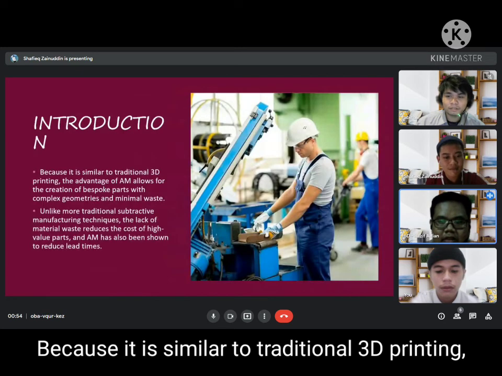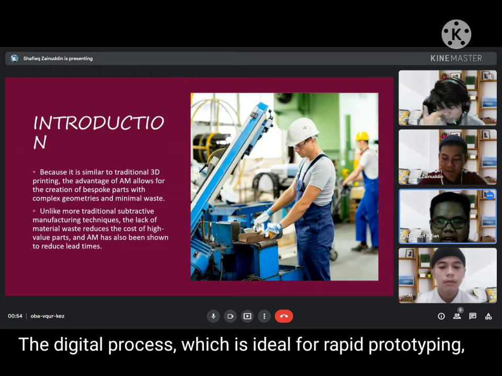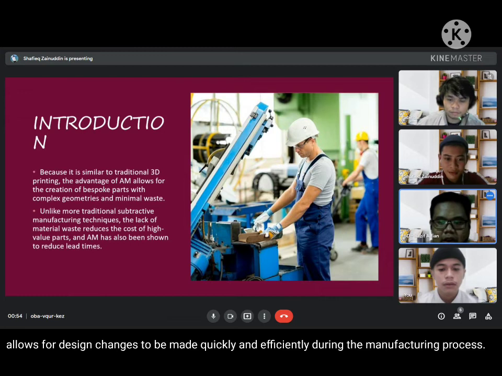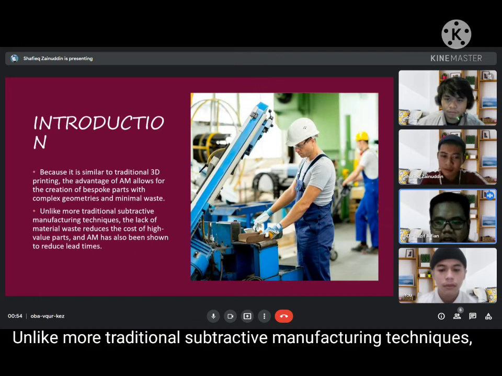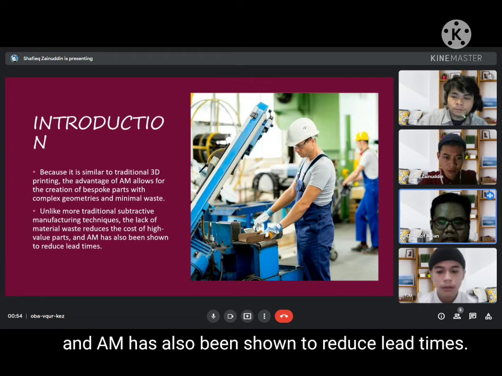Because it is similar to traditional 3D printing, the advantage of AM is that it allows for the creation of bespoke parts with complex geometries and minimal waste. The digital process, which is ideal for rapid prototyping, allows design changes to be made quickly and efficiently during the manufacturing process. Unlike more traditional subtractive manufacturing techniques, the lack of material waste reduces the cost of high-value parts, and has also been shown to reduce lag time.